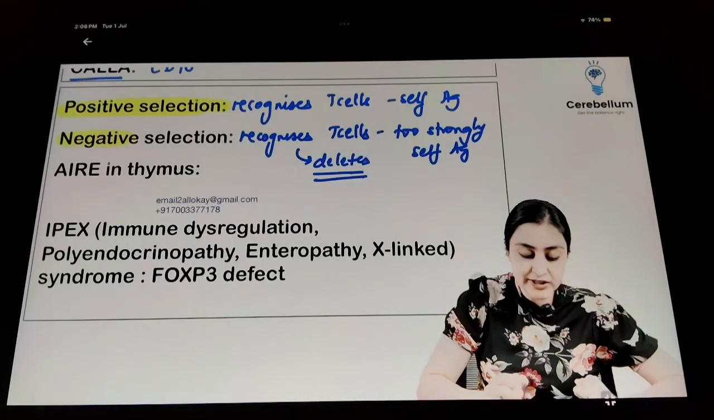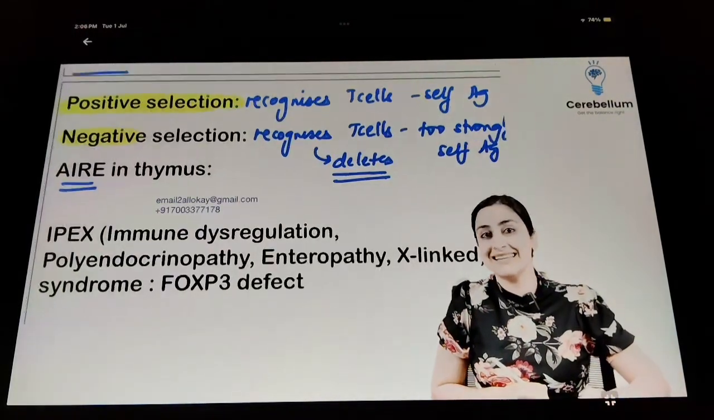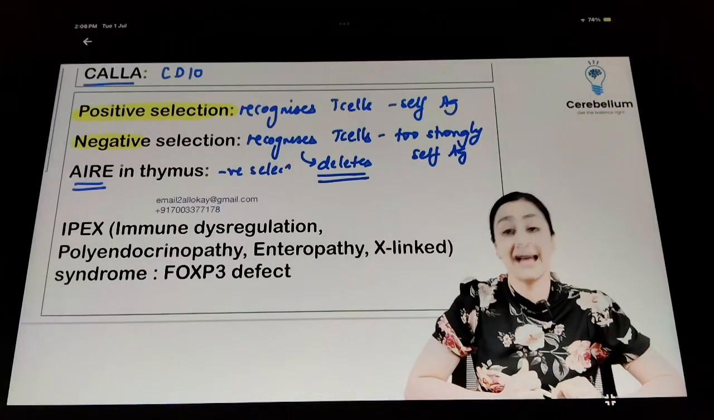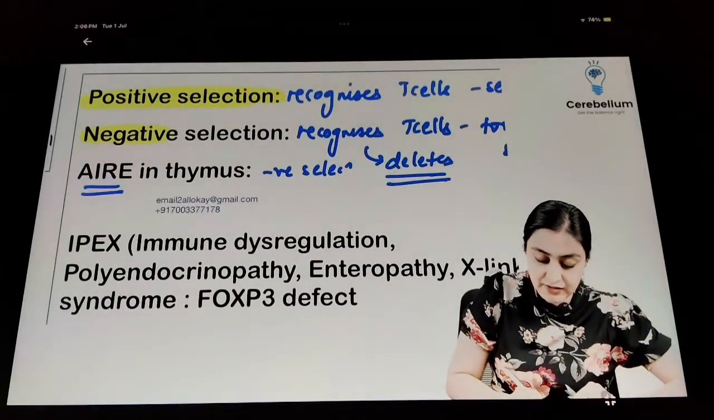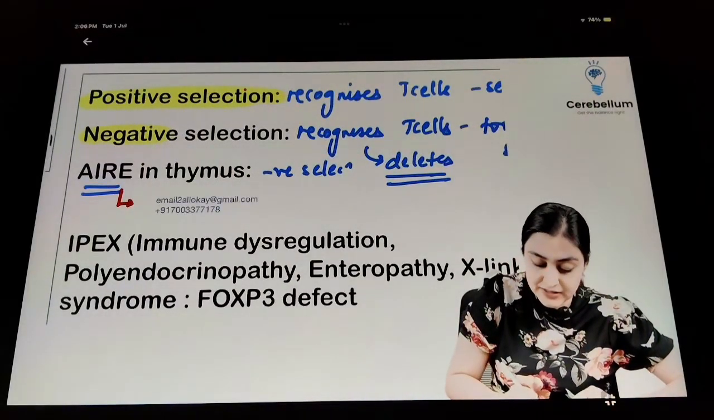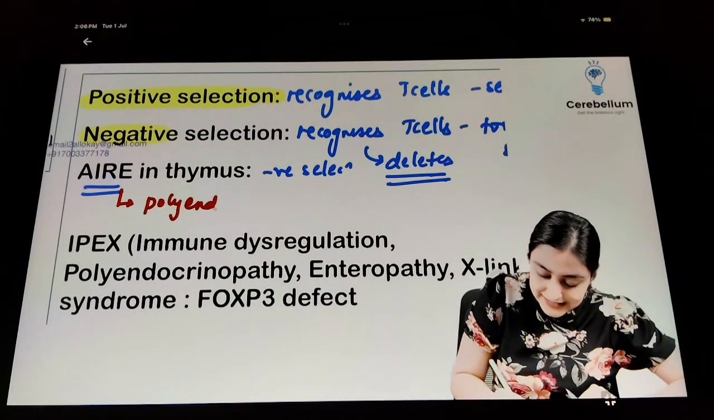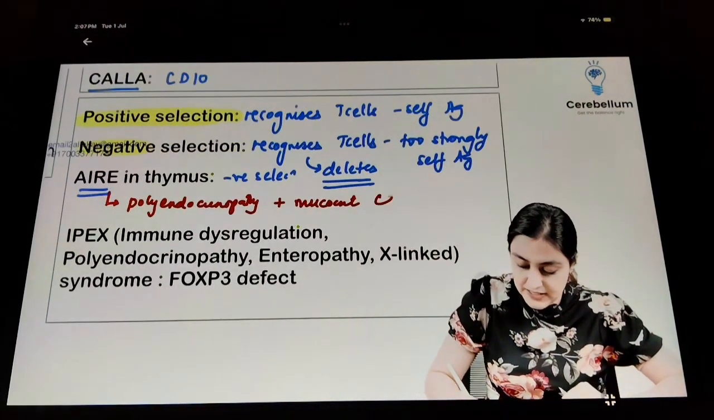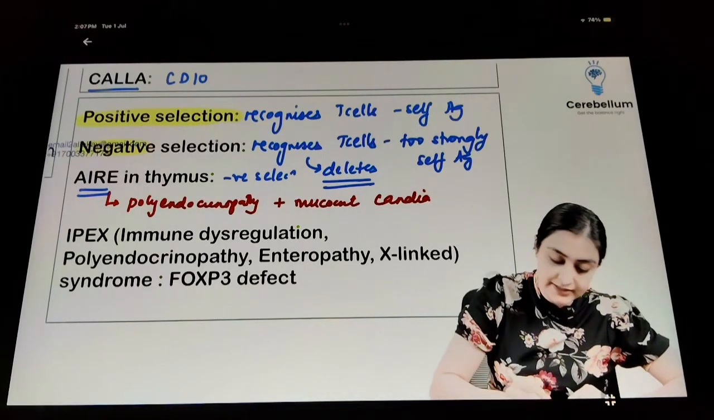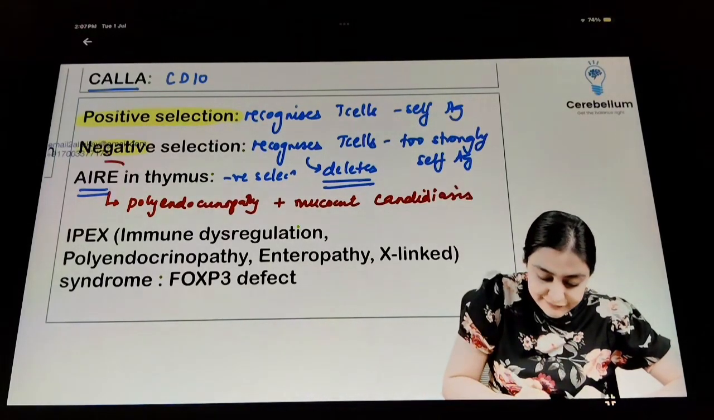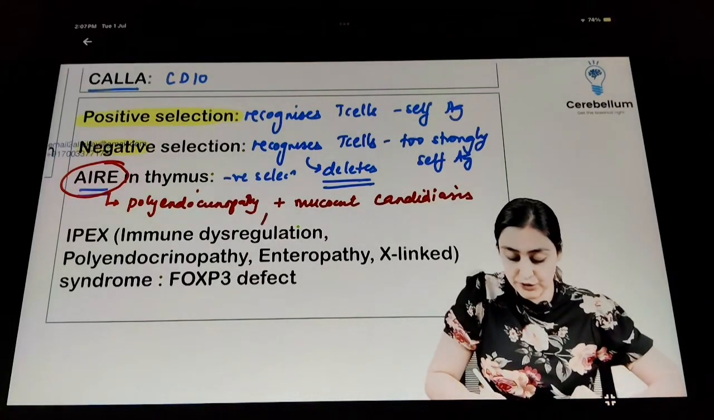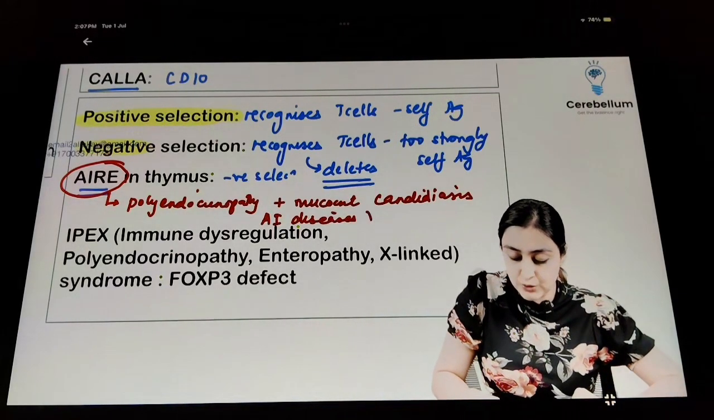Now imagine somebody couldn't do the negative selection. This AIRE gene is responsible for negative selection. So when AIRE in the thymus is mutated, the syndrome that results, when negative selection doesn't happen, is polyendocrinopathy, and you're going to have mucocutaneous candidiasis. Okay, so this is what results if there is no negative selection happening in the thymus. So here you're going to have polyendocrinopathy, where you have a lot of autoimmune diseases, and you have mucocutaneous candidiasis.